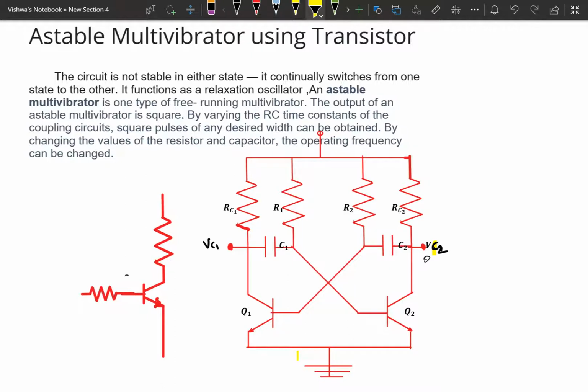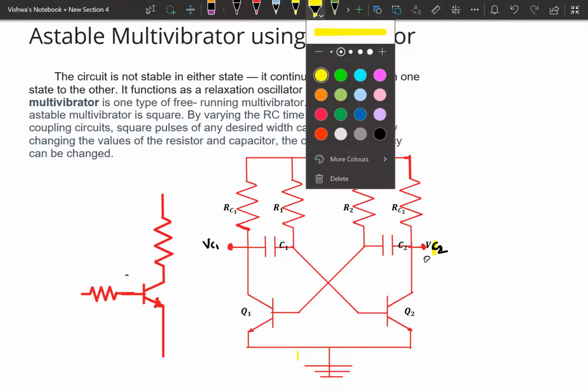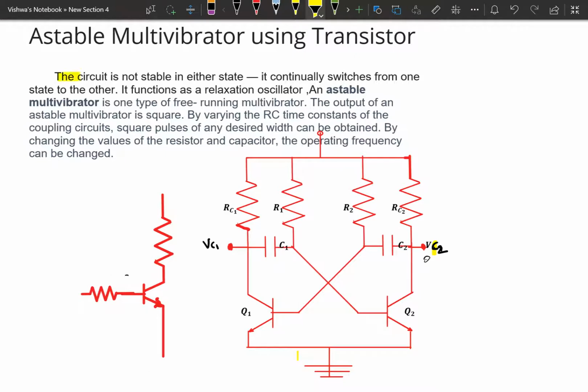Let's see what an astable multivibrator is and why we call it an astable multivibrator. The circuit is not stable in either state. It continuously switches from one state to the other state. That's why we call it an astable multivibrator. It functions as a relaxation oscillator.